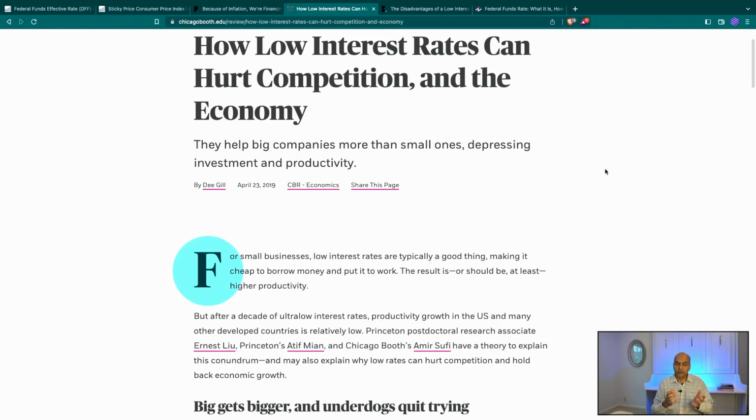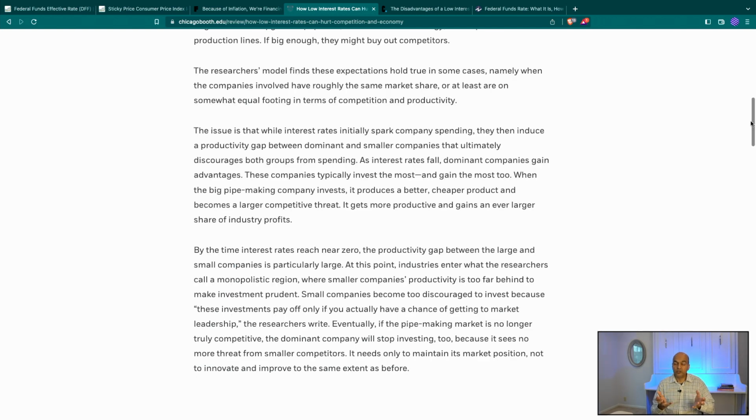Here's another article from the University of Chicago Booth School of Business, titled How Low Interest Rates Can Hurt Competition and the Economy. They help big companies more than small ones, depressing investment and productivity. So basically, low interest rates encourage large companies to expand. While smaller companies do try to expand, the larger companies have better scale. They're able to do it better. Low interest rates make it cheaper for them to borrow. Being as big as they are, they have better access to the money compared to smaller companies, and they expand and engage in monopolistic behavior.